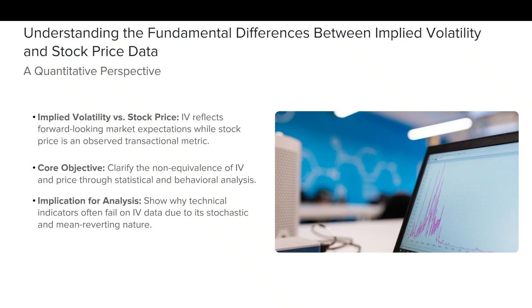In the slides ahead, we will delve into how the structural properties of IV differ from those of stock prices, and why technical indicators that work on price data will fail on IV, and how quantitative modeling strategies need to adjust accordingly.